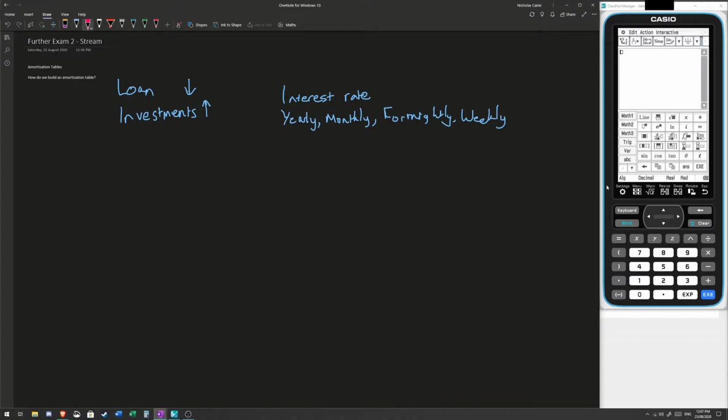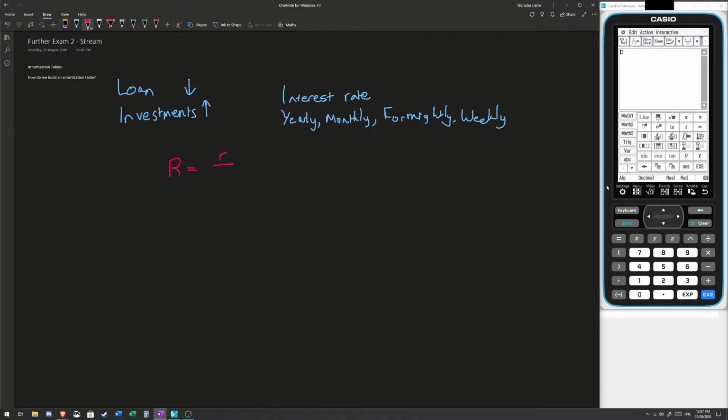Now, for each of these we have to deal with a formula. To calculate our rate, we go R equals. This is useful for finance questions as well as amortization. To figure out your rate, we take the rate in the question and divide it by whatever our period of compound is. With yearly, the period is basically how many times it compounds every year.